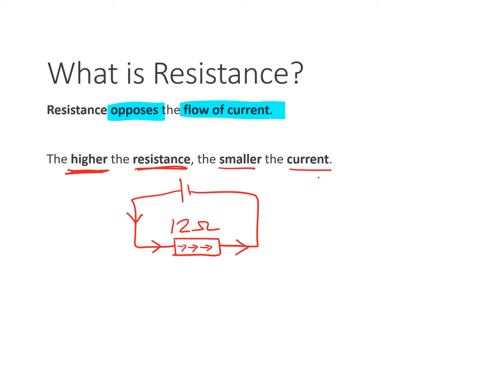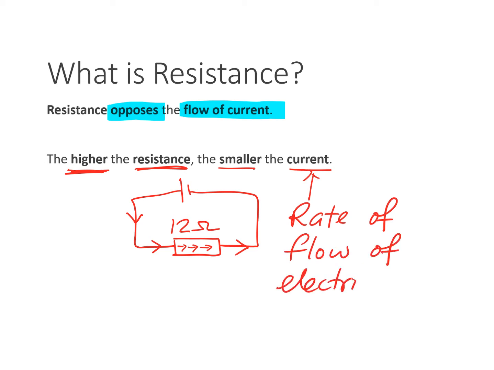Because remember, current is basically telling us the rate of flow of charges. Okay, current is the rate of flow of electric charges. So rate means how fast the charges are flowing. So if your resistance is very high, your electric charges cannot flow fast. So your current would then be smaller.